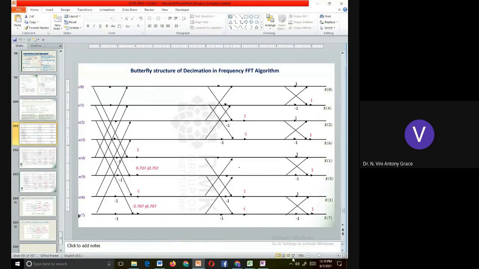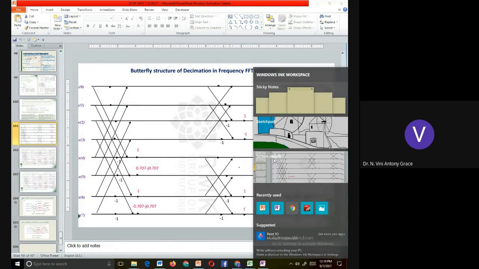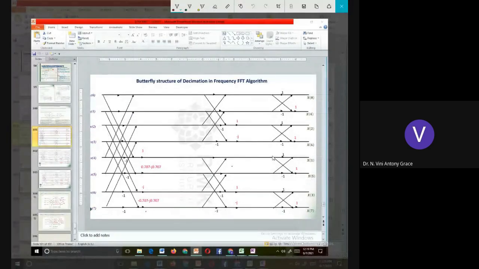While writing the output, you have to write it in normal order. You have to write it as y of n or x of n, whatever it may be. Sorry, x of k you will be writing, right? You will write first x of 0, and then x of 1, x of 2. That is, x of 2 has to be written here, then x of 3. Like this, it has to be written in normal order.